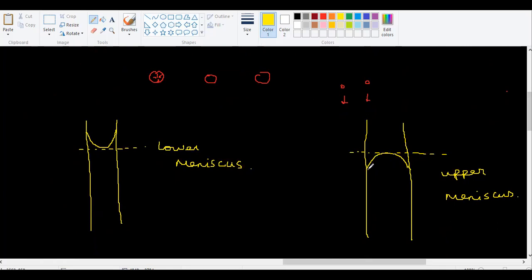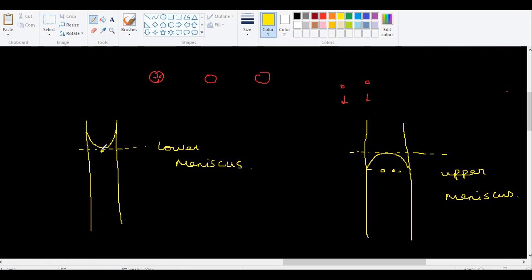Again, I am not talking about this part. I'm talking about this part. Okay, so it doesn't like to stay closer to the glass. It's now coming closer to, because the molecules here are pulling these molecules closer to it, which means it will form a shape like this.